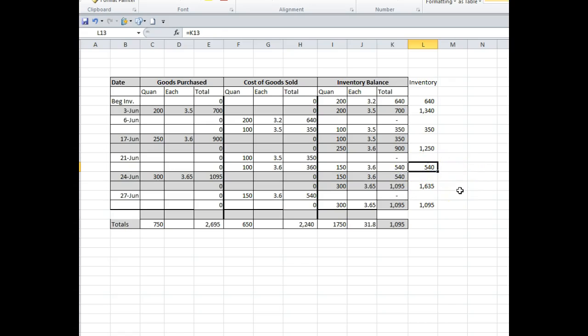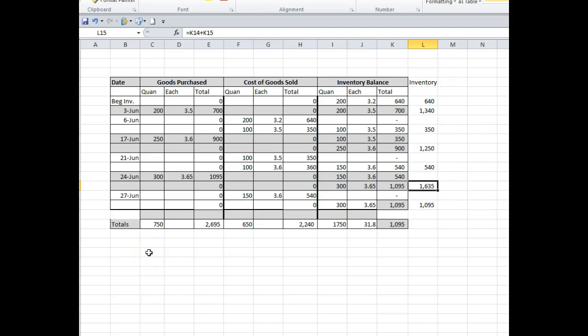On June 24th, I have to go back up. I bought some more. I bought 300 at $365, and that came to $1,095. So I have to add that into my layers here. So here's my layer. I drop down the 150 and multiply that times the 360, and I have 540. I bought 300 at 365, so that came to 1,095. I have a total value of inventory of 1,635 right now.